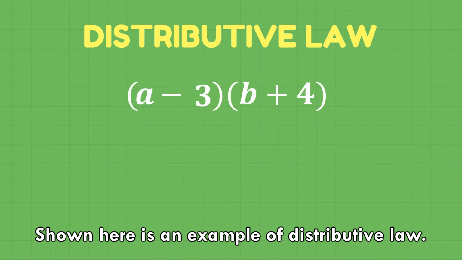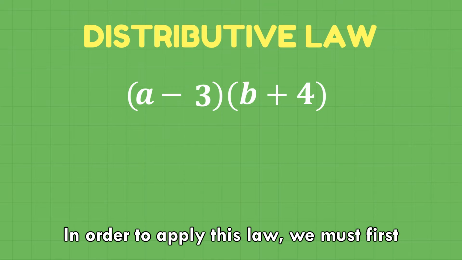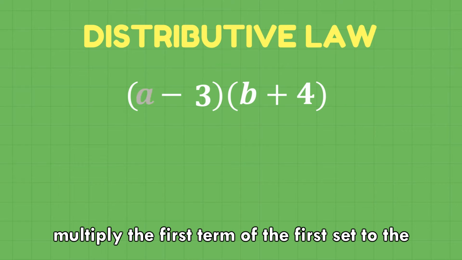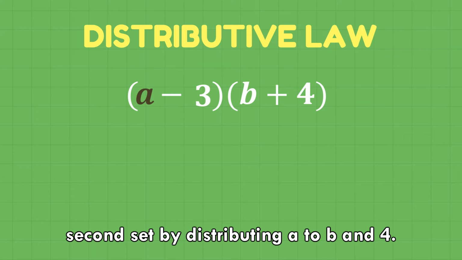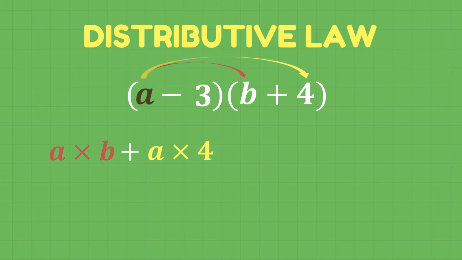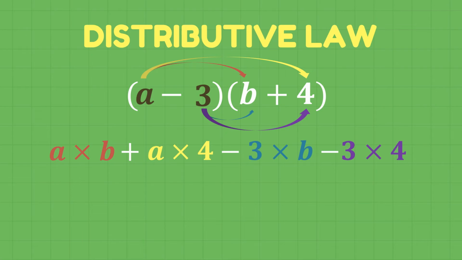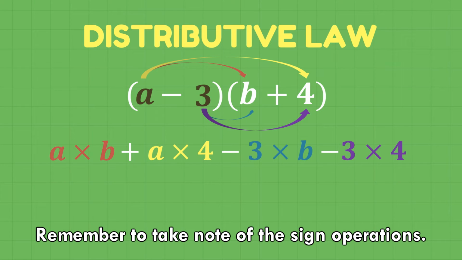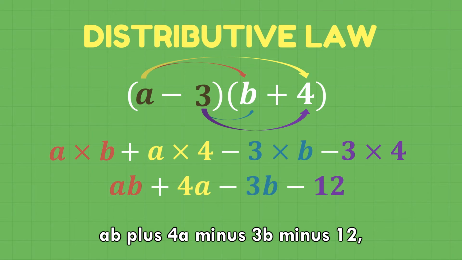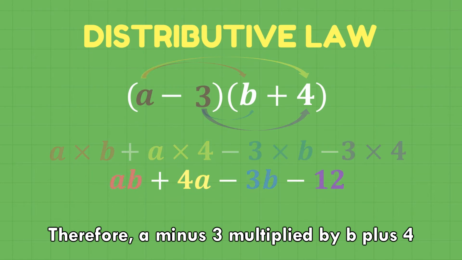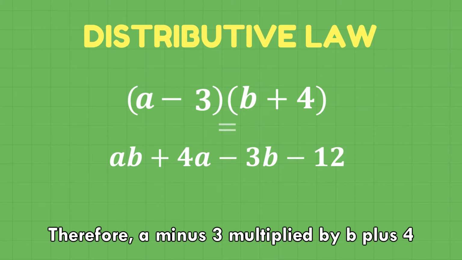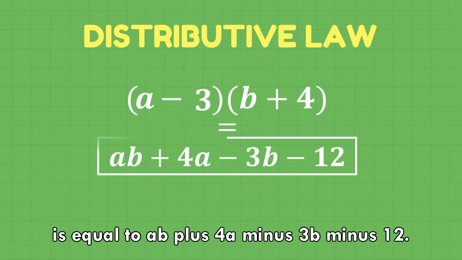Shown here is an example of distributive law. In order to apply this law, we must first multiply the first term of the first set to the second set by distributing A to B and 4. Then, multiply the second term of the first set, which is 3, by distributing 3 to B and 4. Remember to take note of the sign operations. After that, you will get AB plus 4A minus 3B minus 12. Therefore, A minus 3 multiplied by B plus 4 is equal to AB plus 4A minus 3B minus 12.